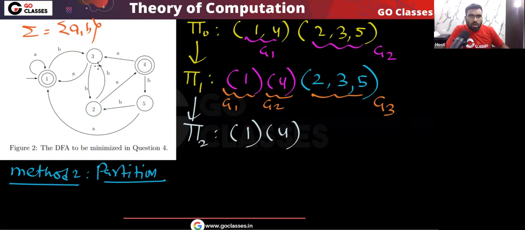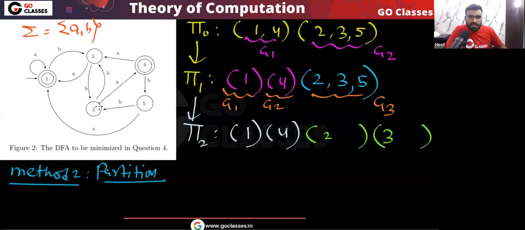2, 3 on A. 3 on A is going to group 1. 2 on A is going to group 2. So they will be separated, yes or no? 2, 3 will be separated. Please understand. Now let's check with whom 5 will go. Let me check 2, 5.